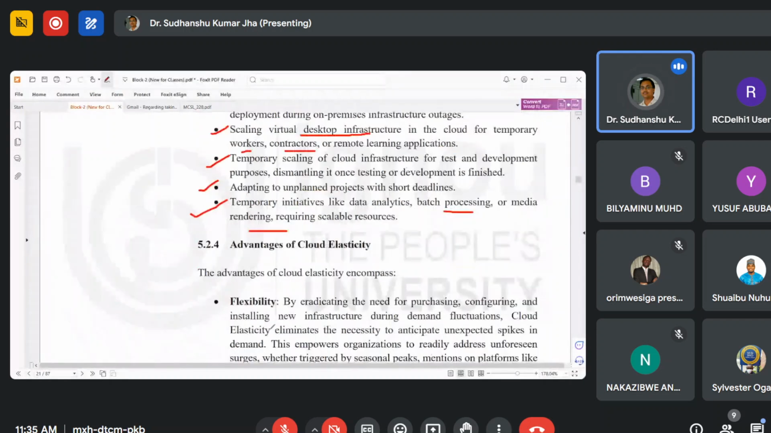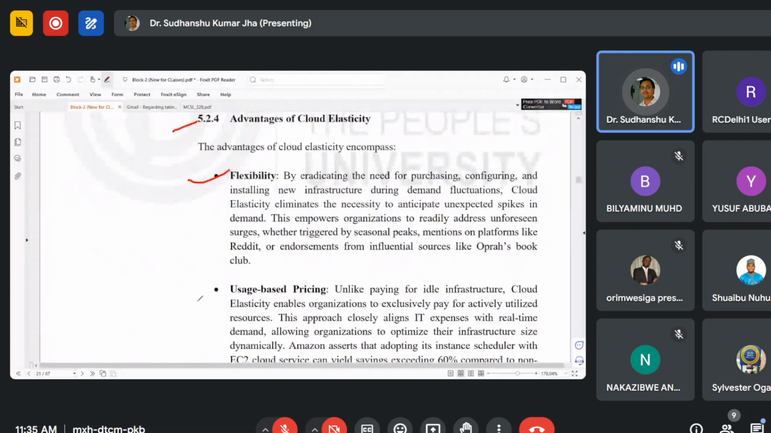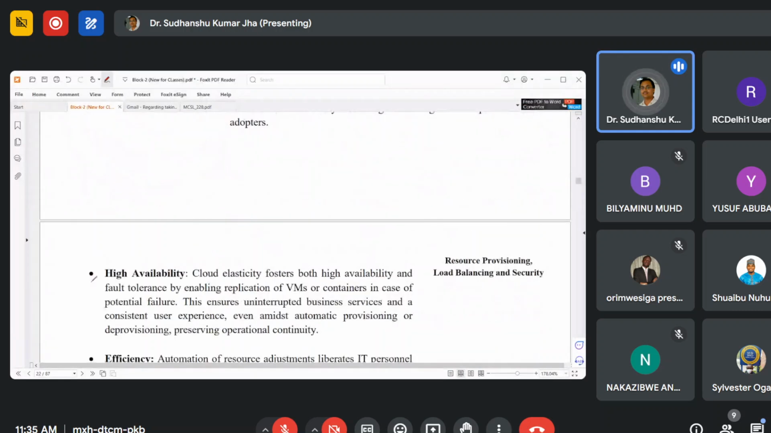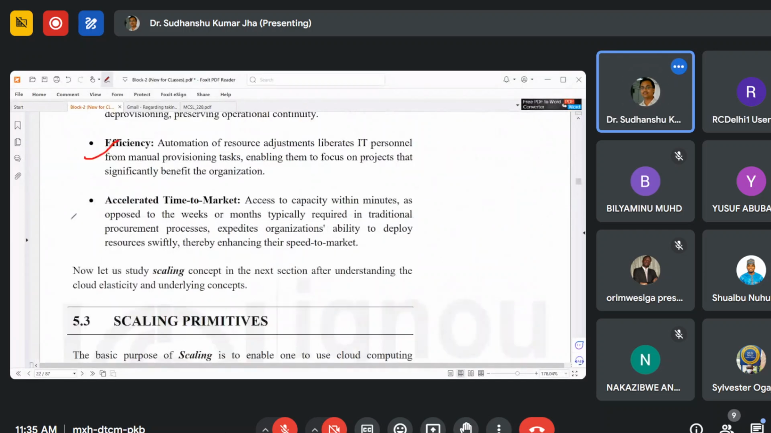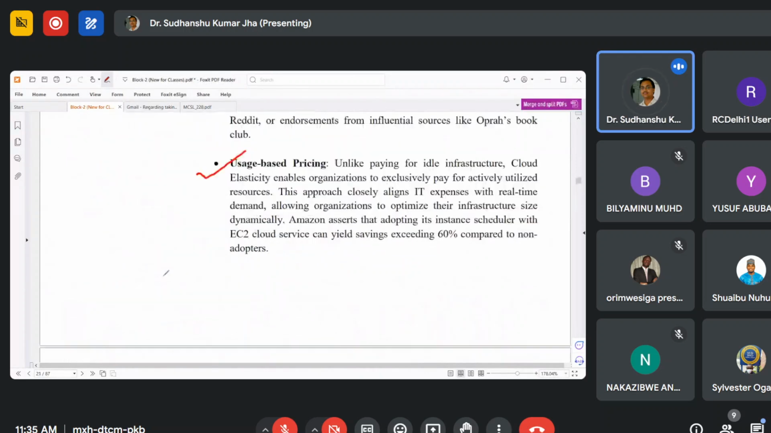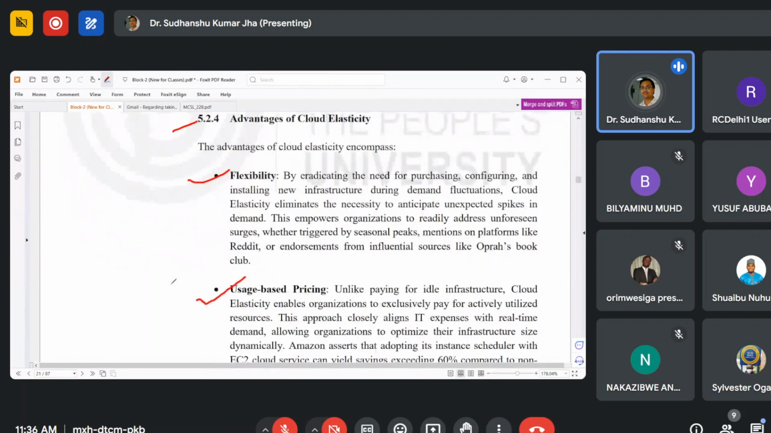So these are the uses of the cloud's elasticity. Now, the advantages of the cloud's elasticity. It provides us flexibility, and it also allows us usage-based pricing, high availability, efficiency, and accelerated time to market. So this cloud elasticity has a lot of advantages. We have seen here the advantages, such as flexibility, usage-based pricing, etc.